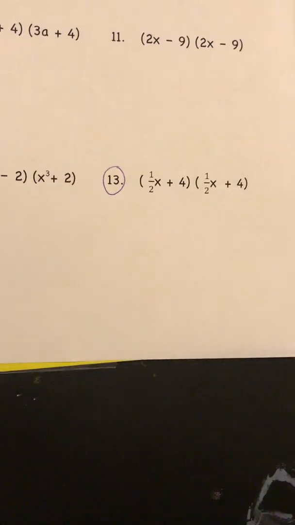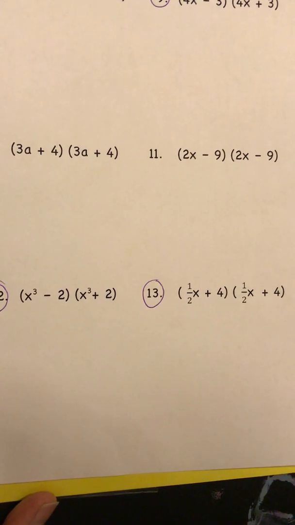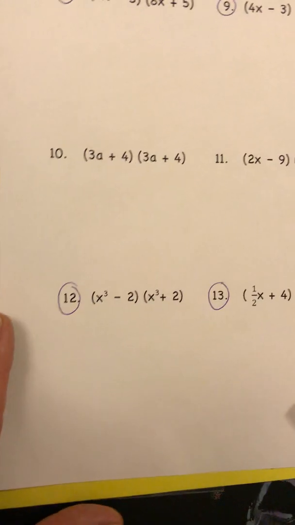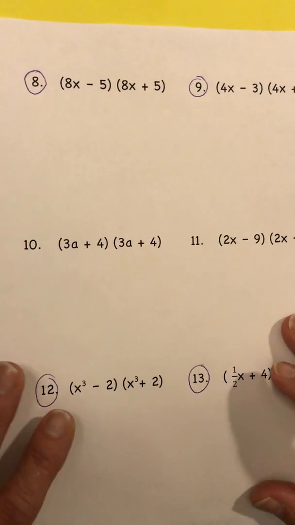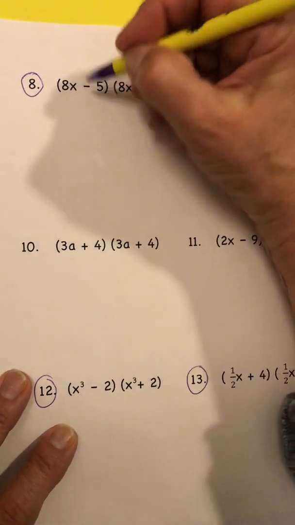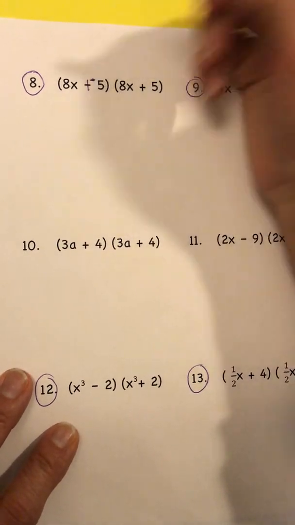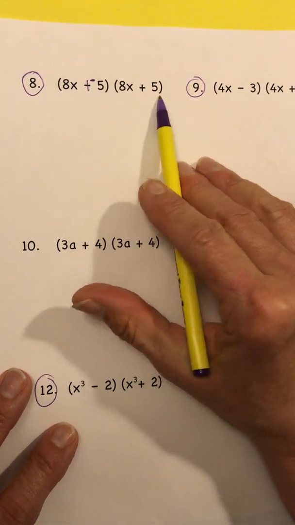Let's hit number 8. And this time we're going to stay on the left side of the sheet and make sure that we can get to every problem. So please stay with me. Pause it whenever you need to. We are on number 8. Number 8, notice this says 8x minus 5, so we're going to go plus a negative 5, and then 8x plus 5. So we've got plus a negative 5, 8x plus 5.